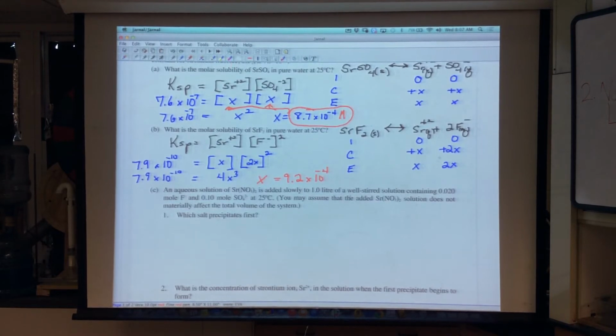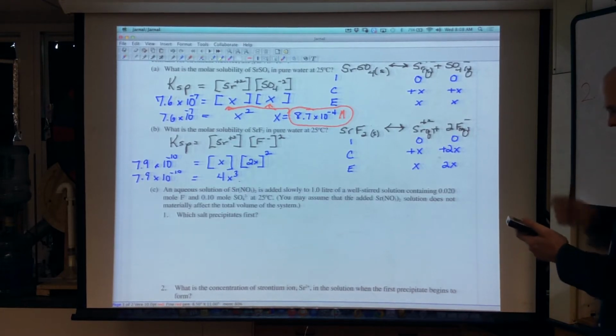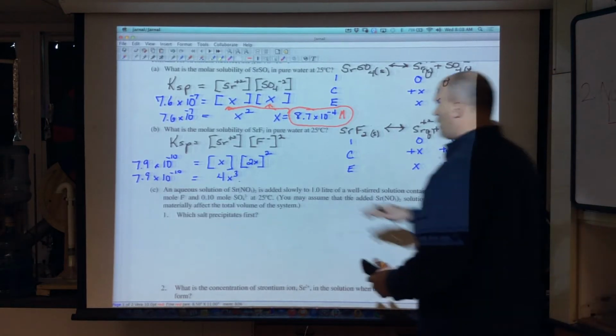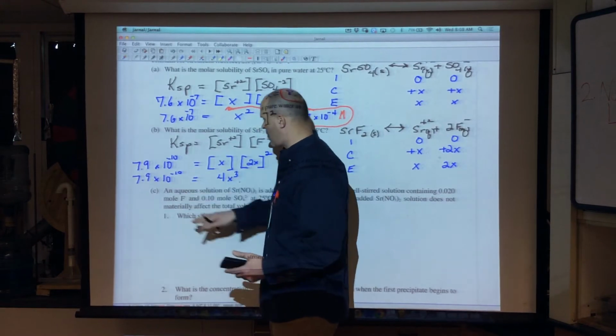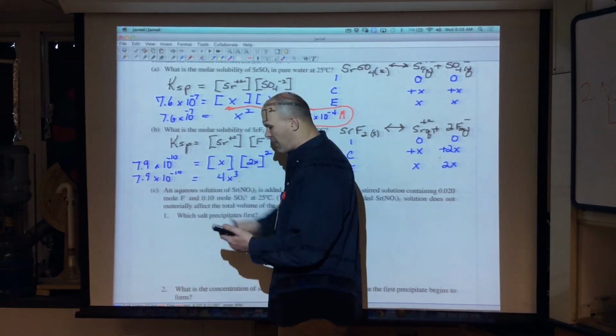I made that mistake, and I knew that someone was going to make it, I just didn't know it was me. So yes, we have to divide by 4. So take your 7.9 times 10 to the negative 10. We have to divide by 4 because we're solving for x cubed, so you just can't cube root both sides yet. So divide by 4.